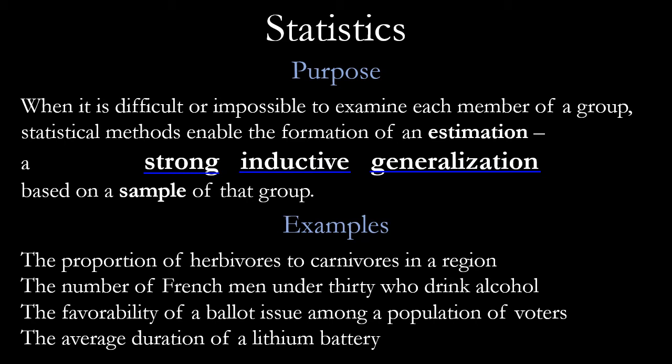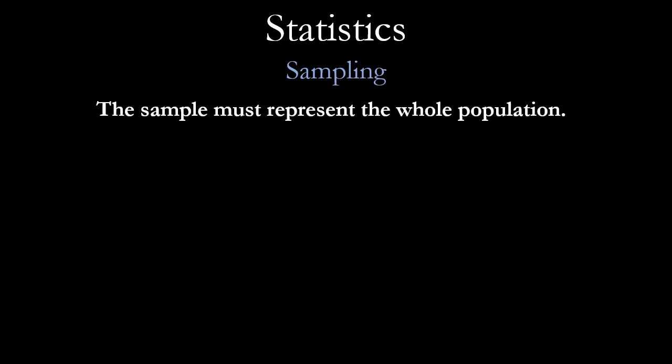We could also ask about, say, the average duration of a lithium battery. Let's say there's a manufacturer that produces many lithium batteries. You can't possibly look at the average duration of all of them, so you take some of them and then you extrapolate from that sample what you can expect the average duration of a lithium battery in the whole population will be. When we are taking those samples, there are certain important criteria that we need to follow.